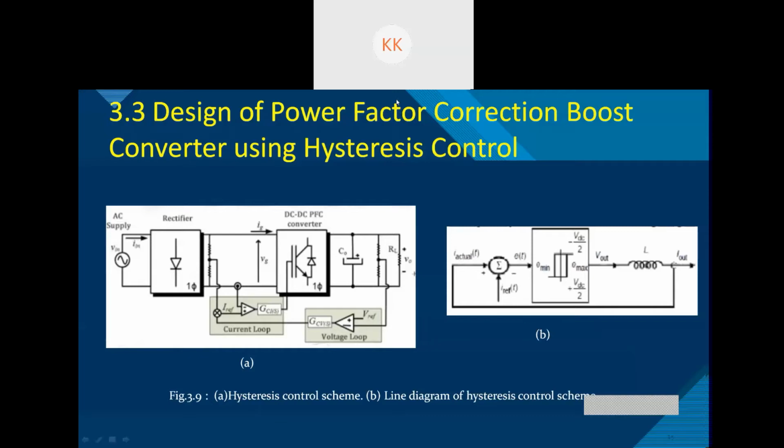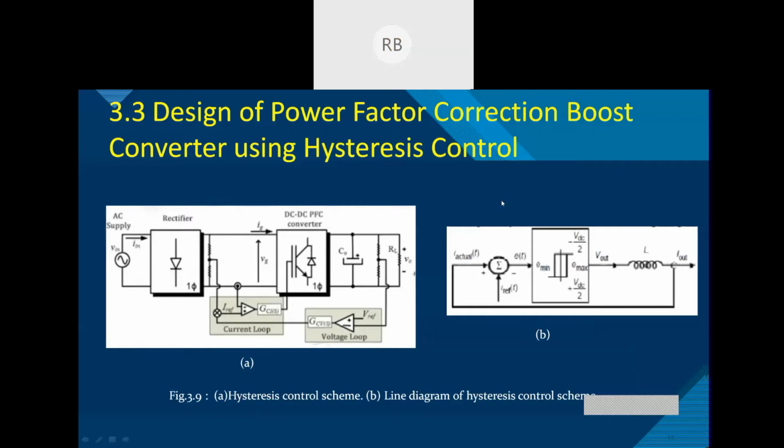Okay, thank you, Konkan. Now, here is the designing process for power factor correction, boost converter using hysteresis control. On the left-hand side, the rectifier is supplied by the AC supply, and on the right-hand side, we can see the DC to DC PFC converter, along with a bulky capacitor. This is mainly used to smooth the pulsating DC voltage from the rectifier, and due to this bulky capacitor, the input current is distorted and a poor power factor is produced.